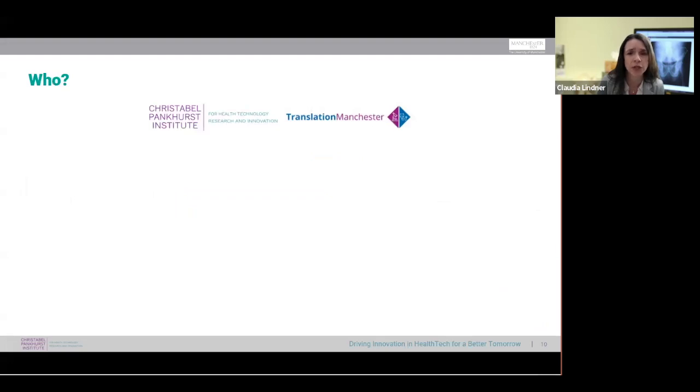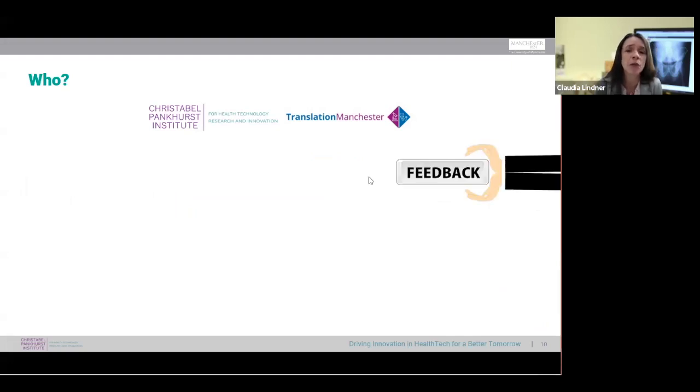Now, who developed the toolkit? The toolkit was developed in collaboration between the Christopher Pankhurst Institute and Translation Manchester. However, we've not done that in isolation. We've had regular feedback from a range of stakeholders to inform the development of the toolkit.